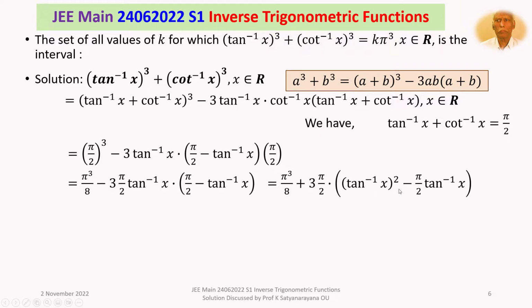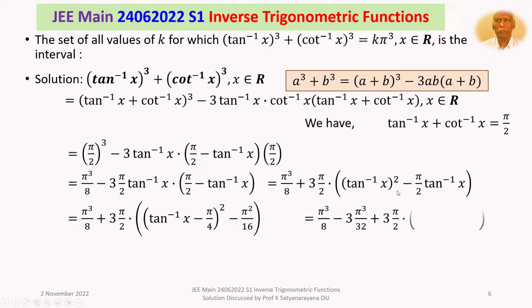Now this is looking like a square minus 2ab. Now add plus b square, make it a perfect square, and subtract b square. That means make it a perfect square by adjusting the terms. That will be equal to pi cube by 8 plus 3 pi by 2, and this is made a perfect square, (tan inverse x minus pi by 4) whole square. We have added (pi by 4) whole square, that is pi square by 16, therefore subtract it, minus pi square by 16. Now the terms are adjusted.